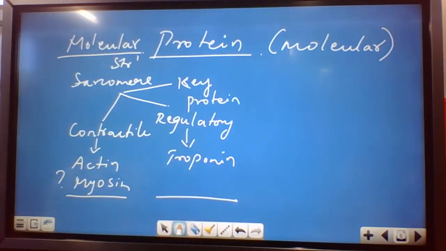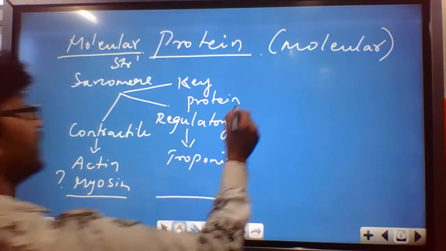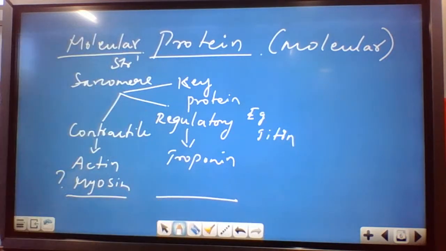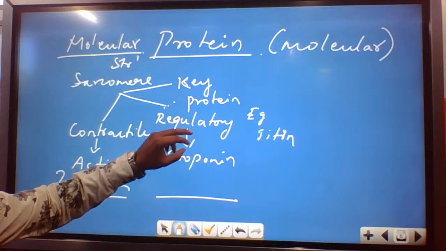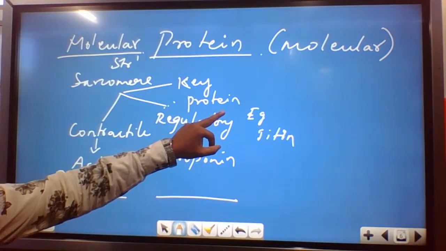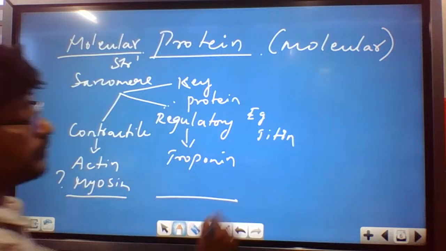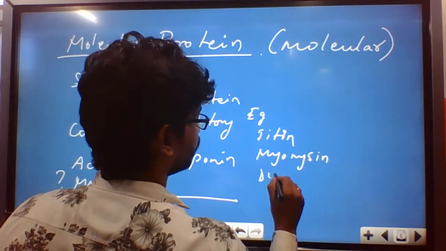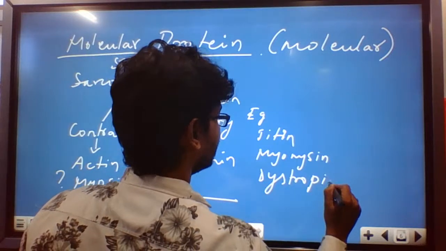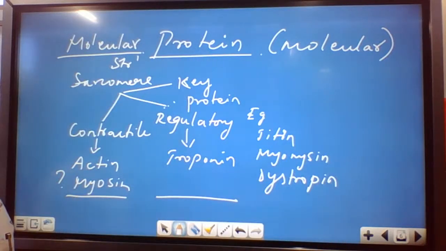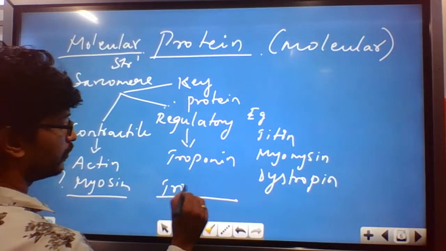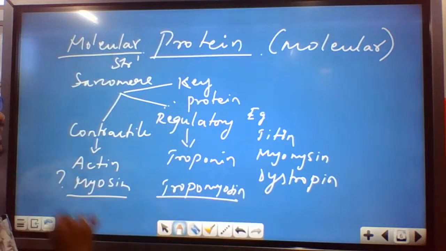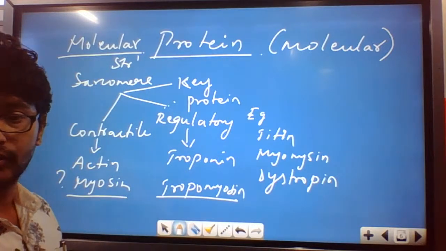Coming to the key protein, we have titin. You would not have seen this in the books actually, but still other proteins are involved. So the proteins are titin, then we have myomesin, then we have dystrophin. These are all the additional key proteins. Okay. Troponin, tropomyosin. Good. So there are three types of proteins present in the sarcomere.